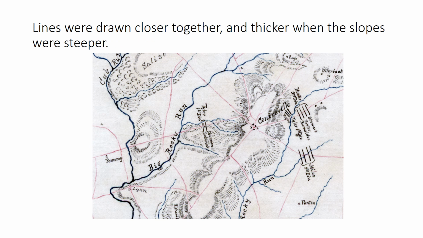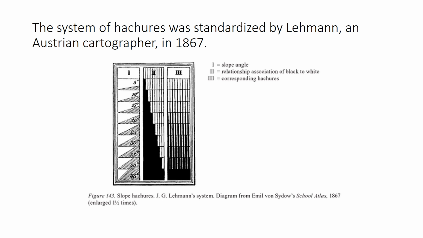So closer together, the steeper the slope; the thicker, the steeper the slope. Those kinds of things were done by hand for a while. Eventually, the system of hachures was standardized based on a visual perceptual system. This was done by an Austrian cartographer, J.G. Lehmann. So what you've got here is a table illustrating what those thicknesses and spacing should look like according to different slope values, where anything above 45 degrees was just shaded a dark black.